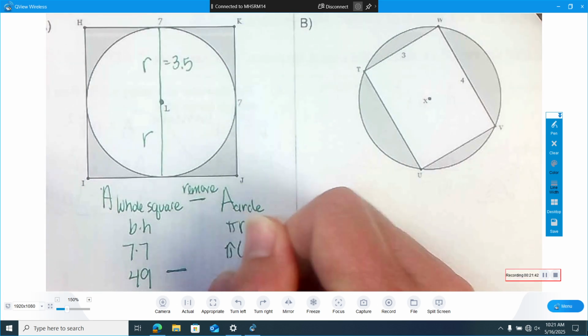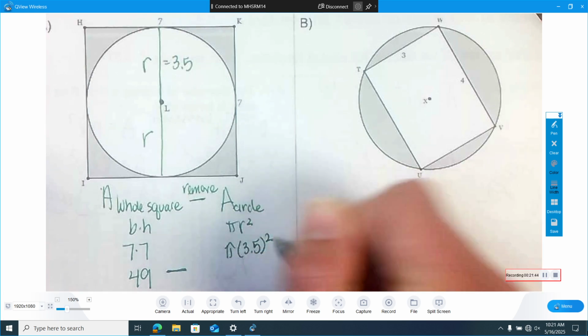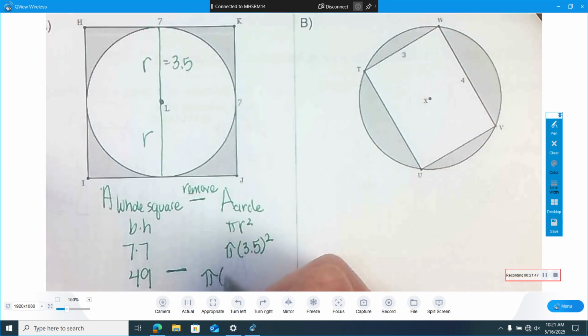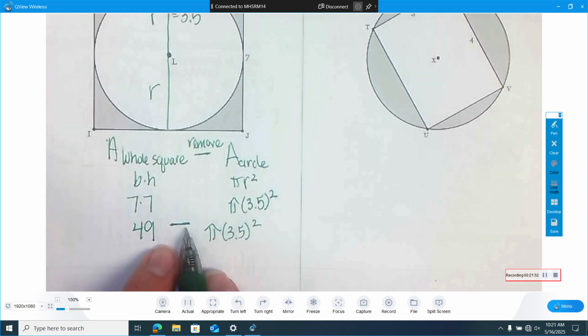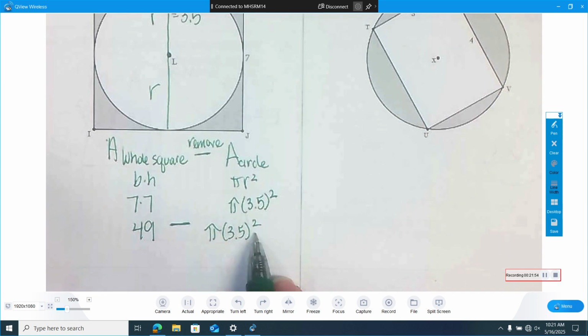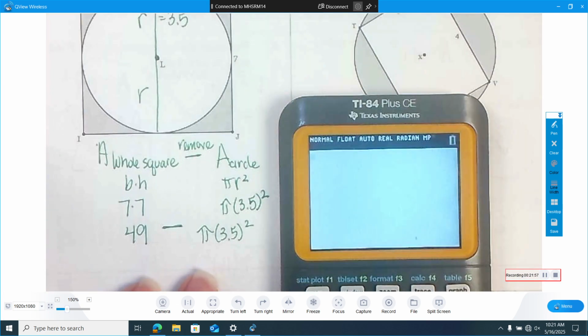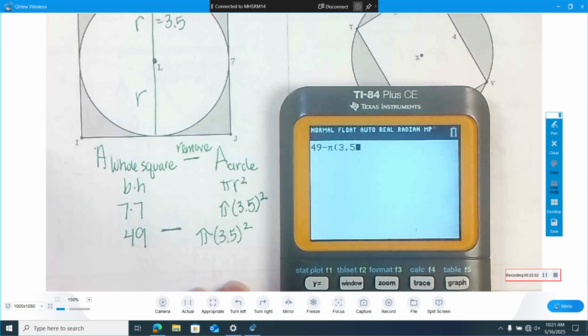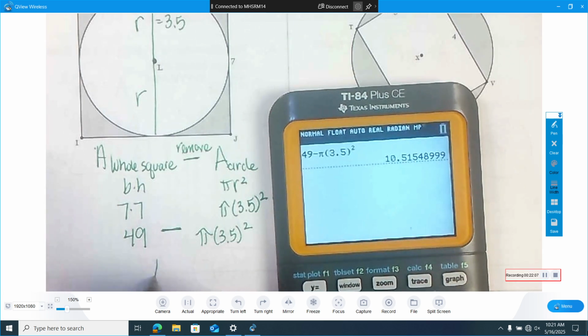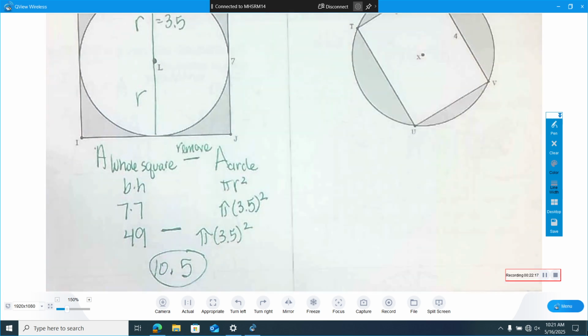So then we have pi times 3.5 squared. I'm just going to plug this into my calculator. The area of the square is 49, and we're going to subtract the area of the circle. And we want to round to the nearest tenth. So 49 minus pi times 3.5 squared. Plugging it into our calculator, we get 10.5. So there's the area of just the shaded parts. Okay? Questions on that one?